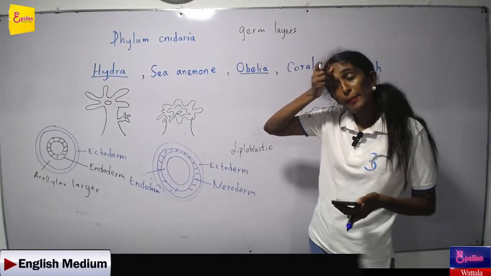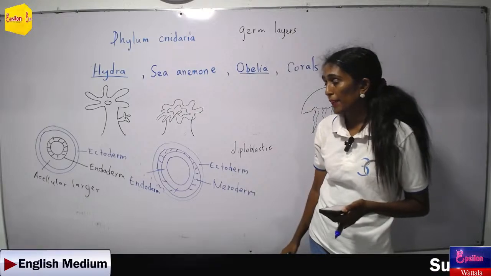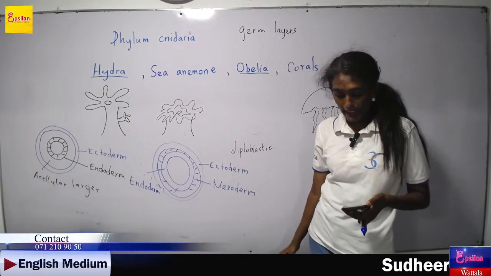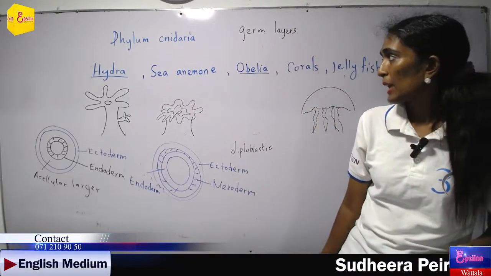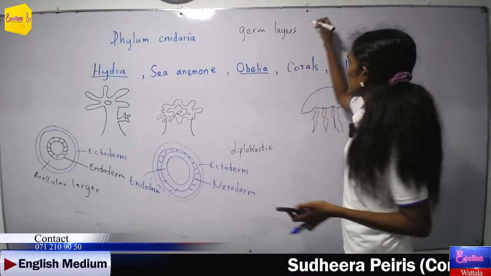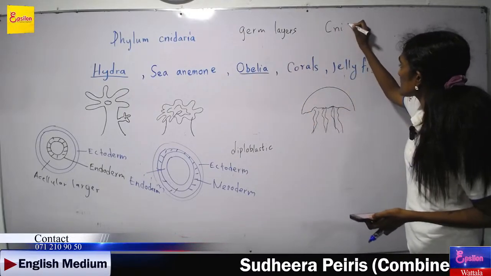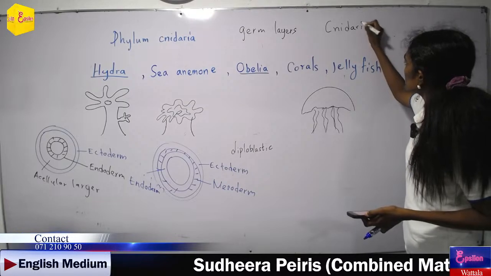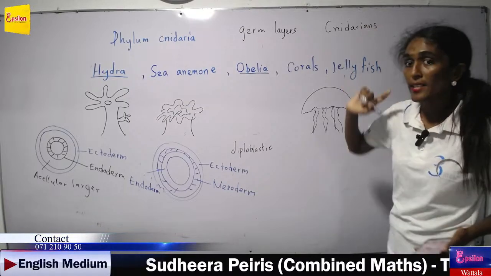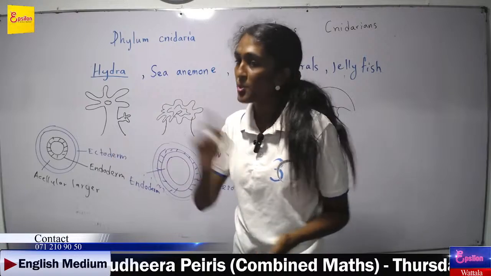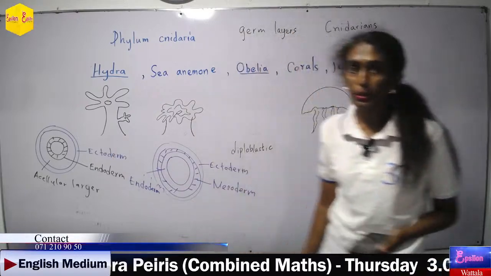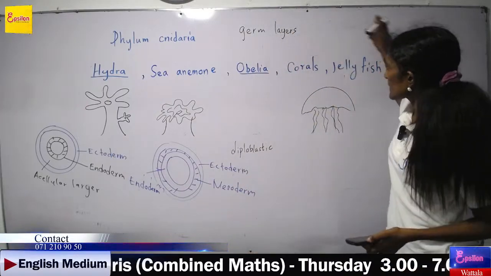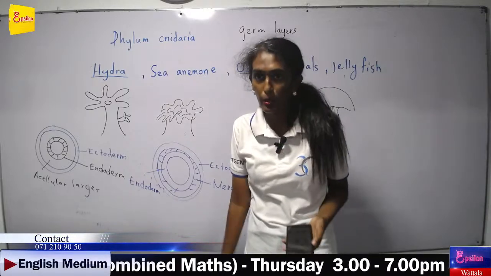Take another color pen and please write. The example of animal phyla is phylum Cnidaria. Phylum Cnidaria. Write like this, right? If you write Cnidarians, when they are asking a phylum, Cnidarians is wrong. Cnidaria is the phylum, okay? Cnidarian is a group of animals which is not a phylum, okay?